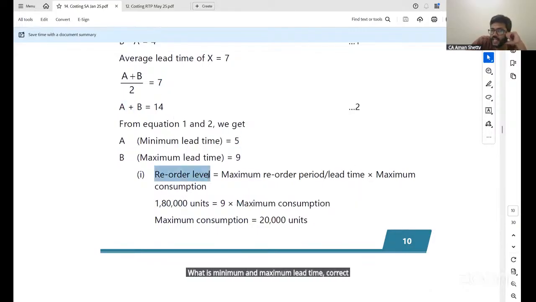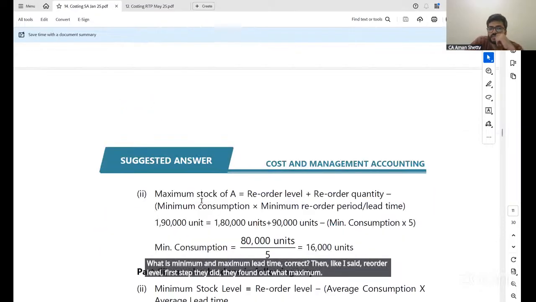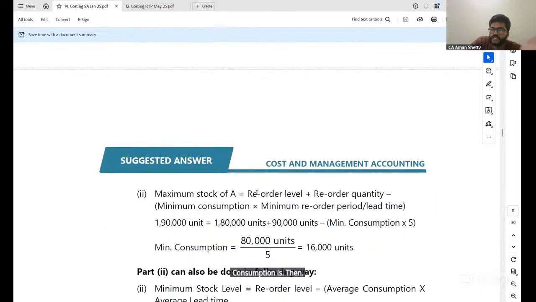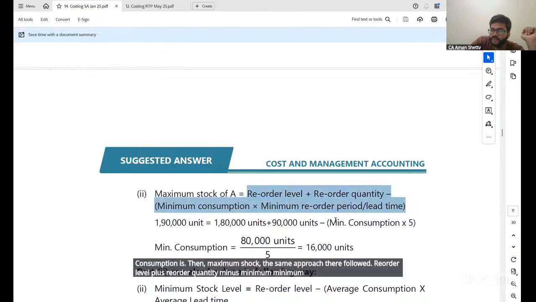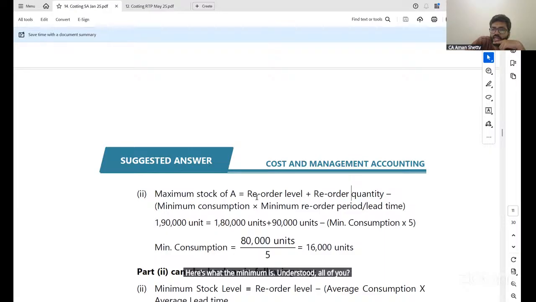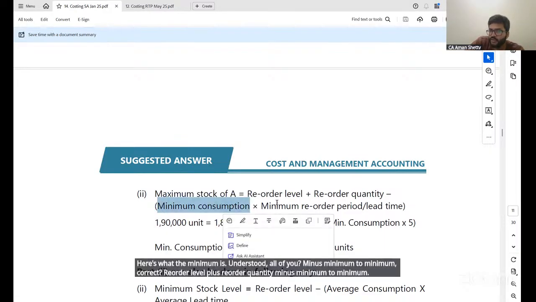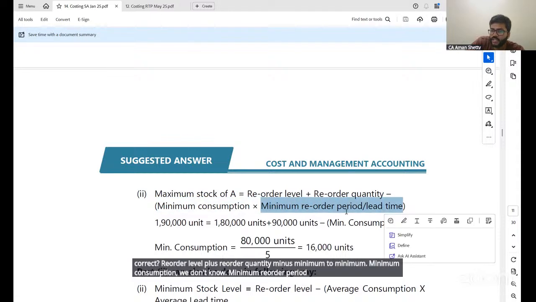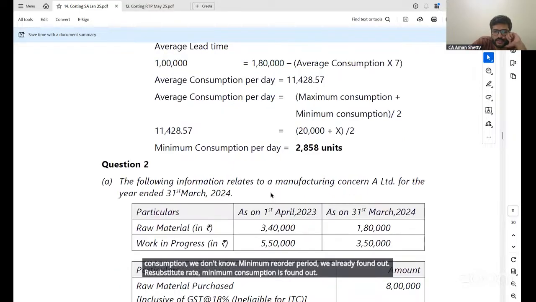Then, like I said, with reorder level, the first step they did was to find out the maximum consumption. Then for maximum stock, the same approach they have followed: reorder level plus reorder quantity minus minimum consumption into minimum reorder period. Minimum consumption we don't know, minimum reorder period we already found out. Substitute it, and minimum consumption is found out.